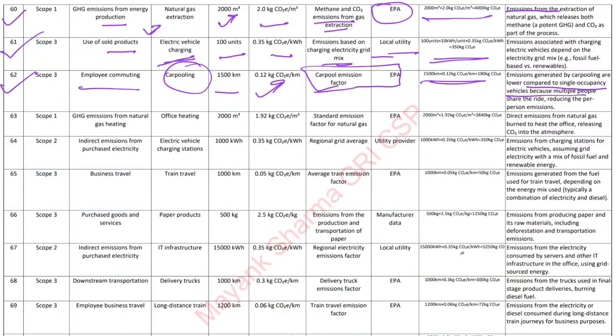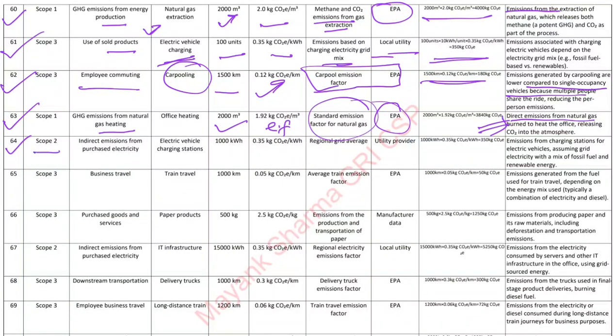Okay. Scope 1, again an example of office heating where we use natural gas for heating purposes. This is the cubic meters of natural gas used multiplied with the emission factors. Then the standard emission factor for natural gas which is coming from EPA. These are the calculation examples. Okay, how did the calculation happen? And as we know, direct emission from natural gas burned to heat, again generating CO2 emissions.